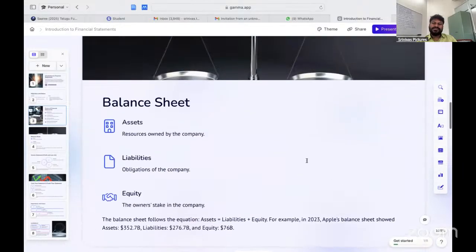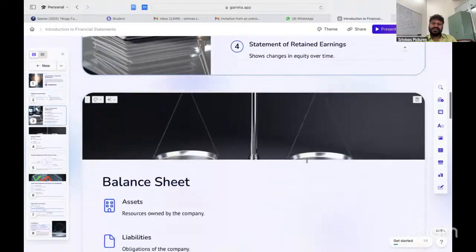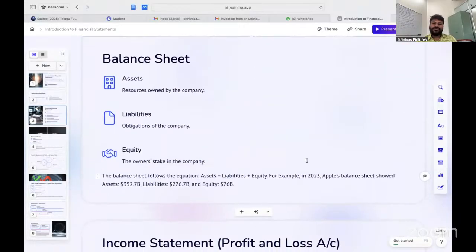Next is the balance sheet. Again, I mention that the balance sheet talks about assets and liabilities. It consists of assets and liabilities, and within liabilities, equity is also included. The balance sheet follows the accounting equation: assets equal liabilities plus equity. For example, in 2023, the Apple balance sheet showed assets of $352 billion, liabilities of 276, and equity of 76. So like this we talk.